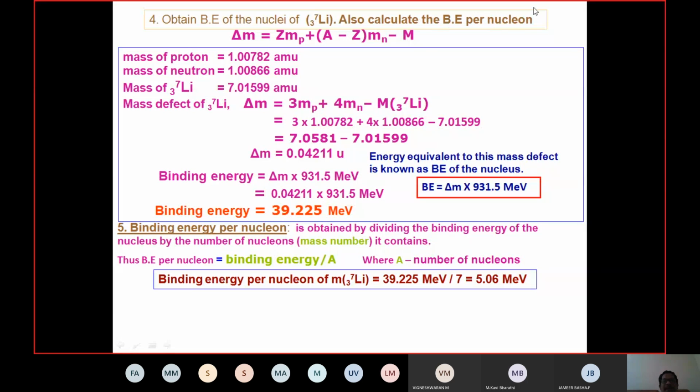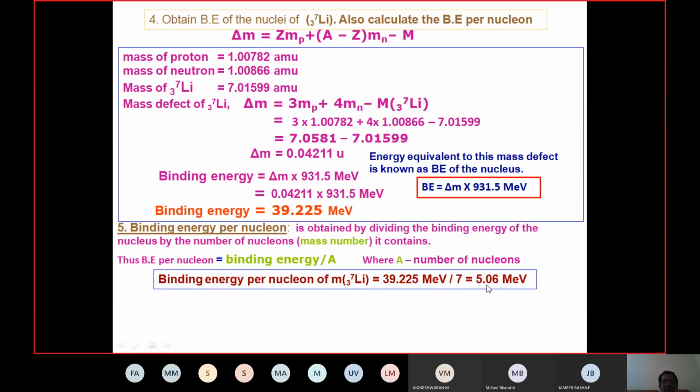So we found the binding energy of lithium, and we would also like to calculate the binding energy per nucleon. The binding energy per nucleon is obtained by dividing the binding energy of the nucleus by the number of nucleons, or mass number, it contains. This is the formula: binding energy divided by the number of nucleons. So what is the binding energy per nucleon for lithium? 39.22 mega electron volt divided by the mass number, which is 7. Dividing by 7, we get 5.6 mega electron volt.